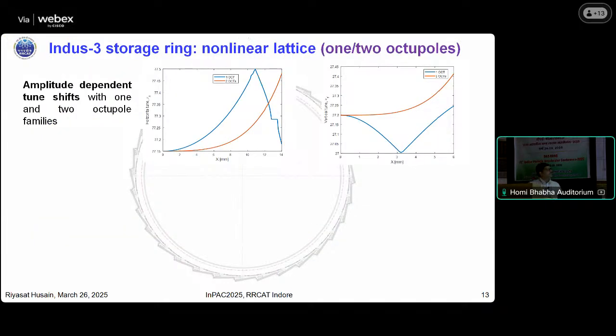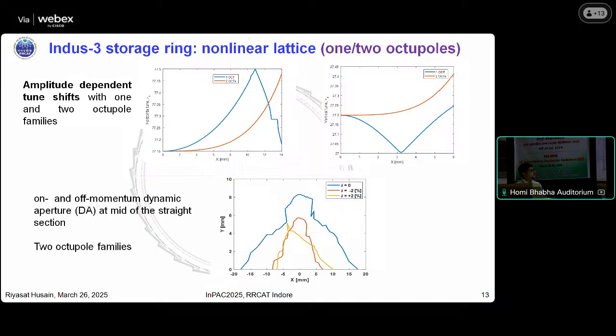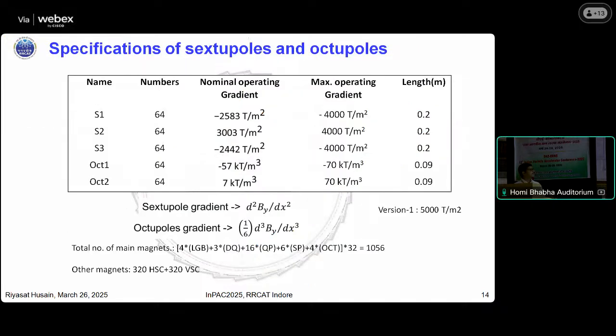This compares the effect of including 1 octupole and 2 octupoles, where the amplitude dependent tune shifts are drastically reduced. And this shows the dynamic aperture required for off-axis injection is sufficiently high. And this gives the sextupole strengths, we keep this around 4 kilotesla per meter square. Initially it was 5 kilotesla per meter square. And this gives the number of magnets, the main magnets in the lattice.